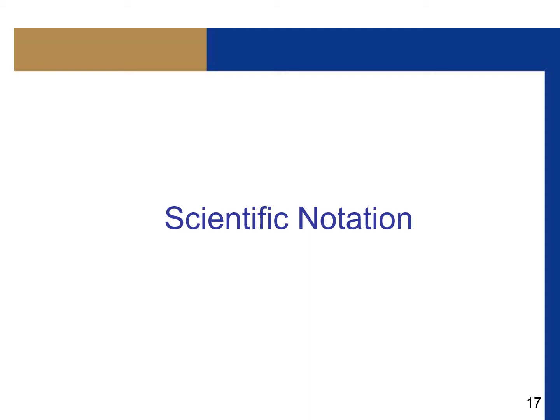Scientific notation. Now scientific notation is one of those topics that comes up depending on what you're working on. If you're in science, you often use scientific notation because we have really, really big numbers and sometimes really, really small numbers. So let's review that.